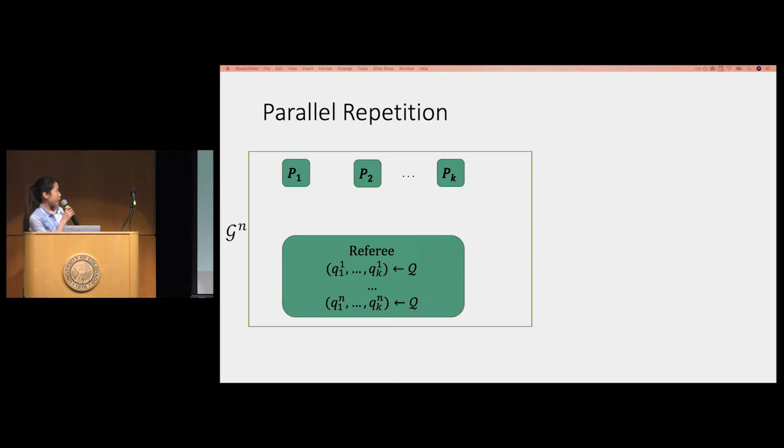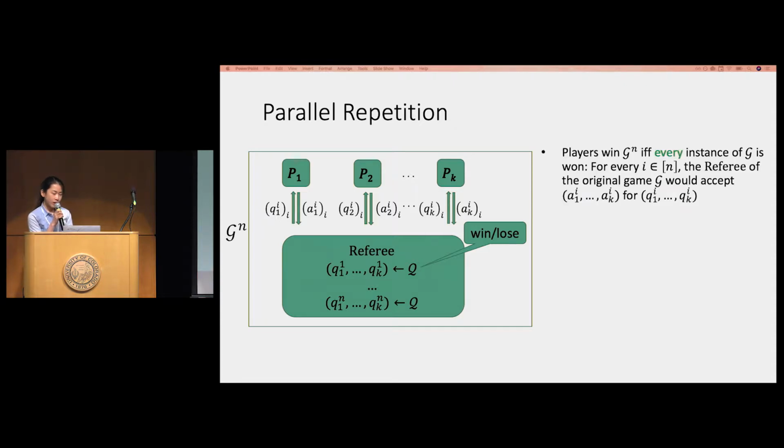So the referee here in G to the n will sample n independent sets of queries from the original game. And to each player, he will send the n queries that correspond to that player and receive back n answers from each player, and then decide whether the players have won or lost the game. And the players win this repeated game if and only if every instance of the original game is won. So if and only if the referee of the original game would accept the ith set of answers for the ith set of queries for every i.